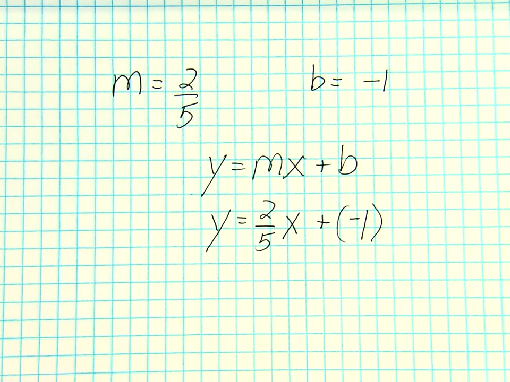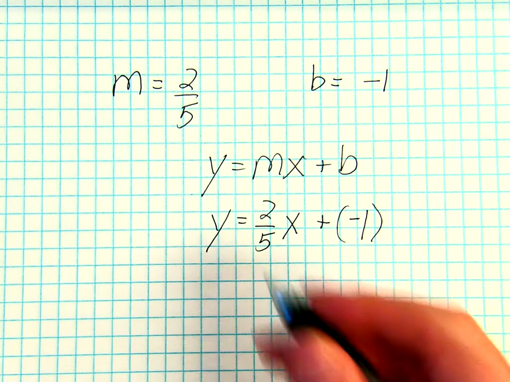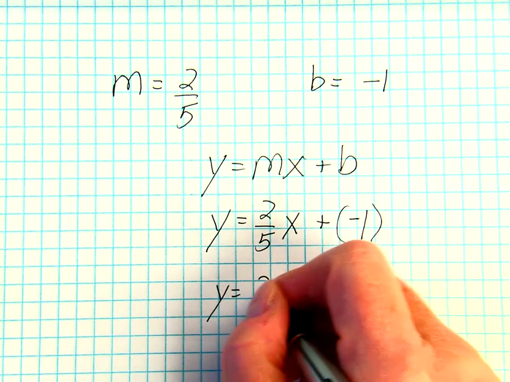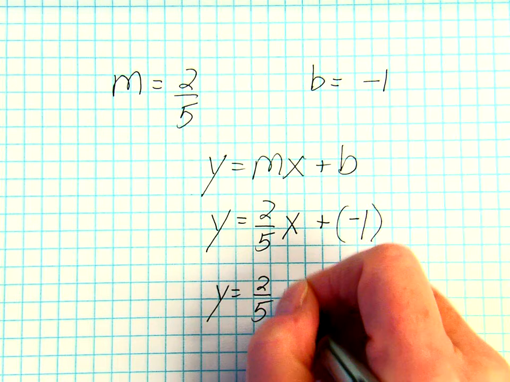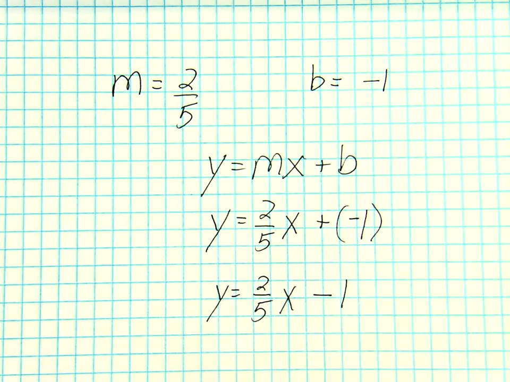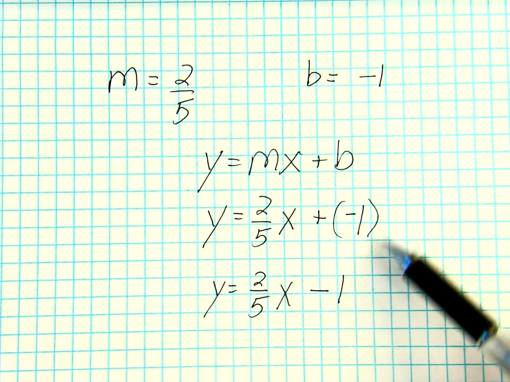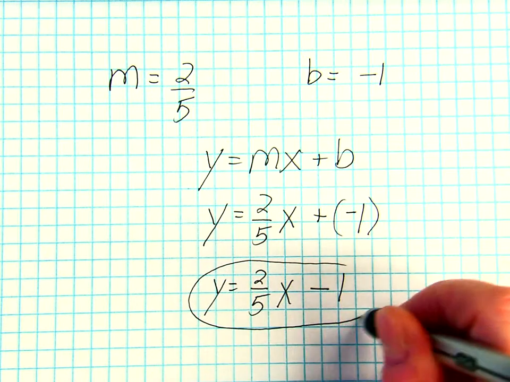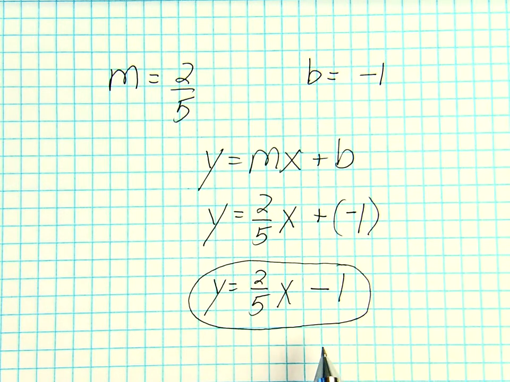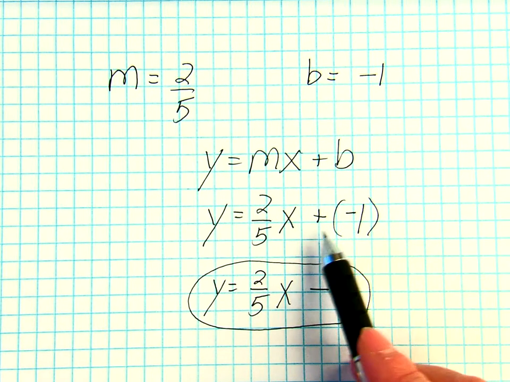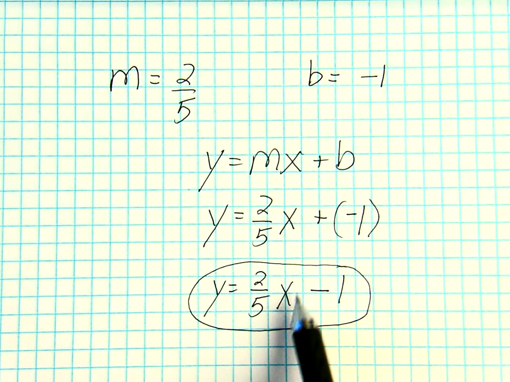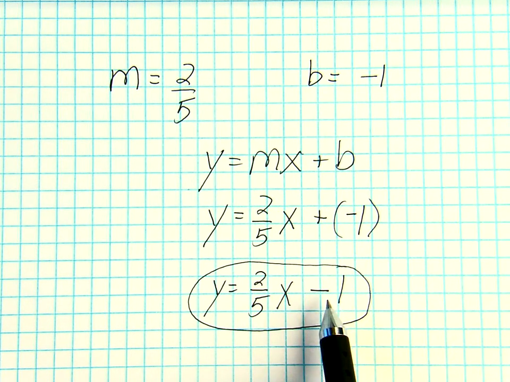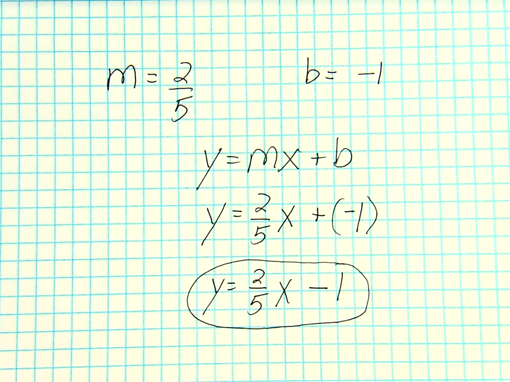But what I do want you to kind of get used to doing is y equals 2/5 x minus 1, okay? These are exactly the same. This is how it will be presented to you most often. This is how we learned it, adding the opposite. This is how we're actually going to use it in reality.